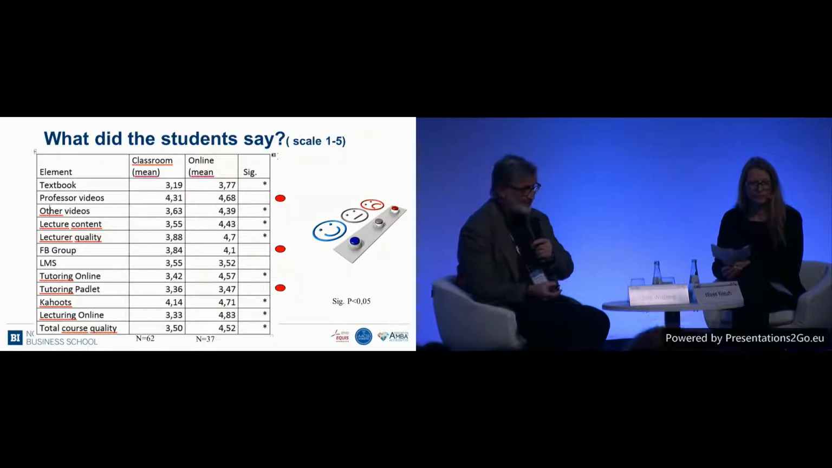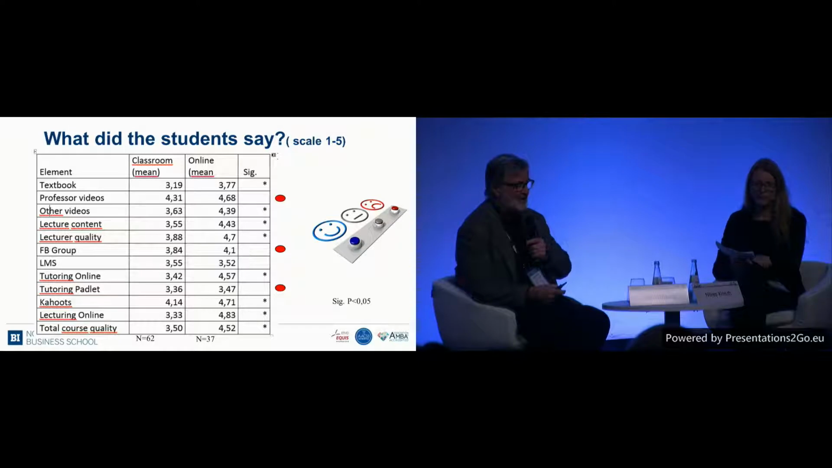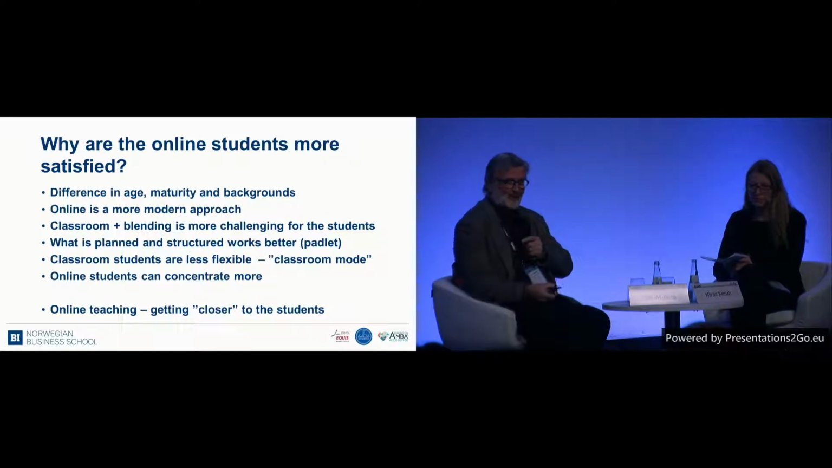And as you can see, the total approval of the quality of the course was dramatically different between the online people and the classroom people. And this made me wonder, why is that? How can it be so? It's the same guy, the same curriculum, the same videos, same everything. But the difference must be within the audience, of course. So I came to some conclusions. Why are the online students more satisfied? Of course, there is a difference in age, maturity, and backgrounds.